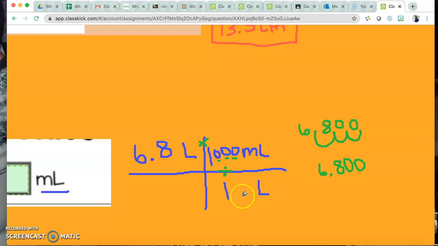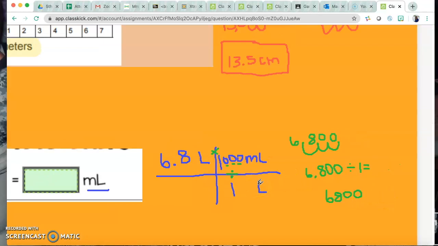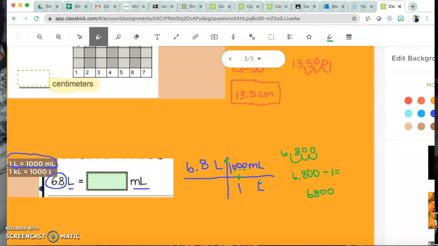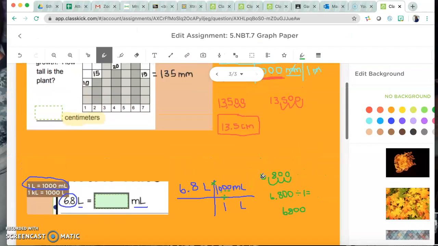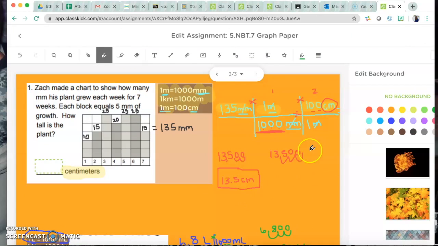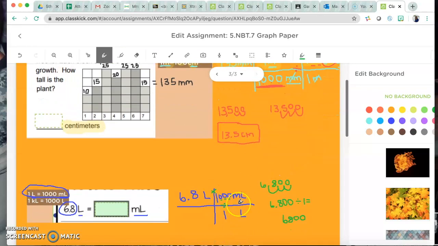And then we would have to divide by 1. Well, when you divide that by 1, you're still going to get your same thing, because when you divide something by 1, it's the same thing. So 6,800. So we can still use that method when we're doing a one-step conversion. So you can see how you would use it for a two-step conversion up here, but you can also use it for a one-step conversion down here.